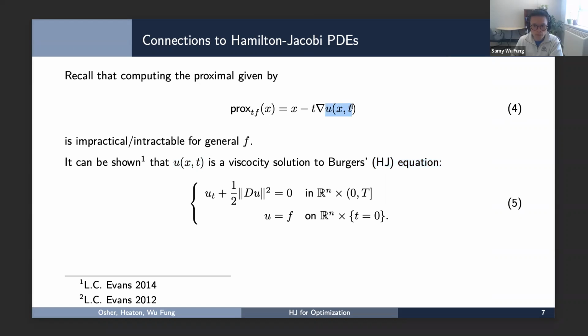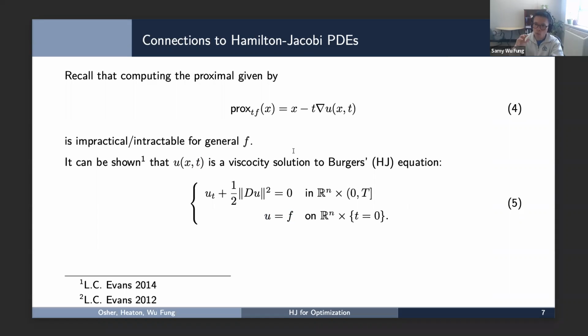It means that this U of x,t satisfies this Hamilton-Jacobi equation, where D here is a gradient operator. And F, the function that you're trying to compute the Moreau envelope of, is the initial condition. So in fact, it turns out that t acts as a smoothing parameter of sorts, where at time 0, the Moreau envelope is literally F itself. And at time infinity, the Moreau envelope is some flat line that has been diffused over time. Okay, so that's sort of the intuition behind this.